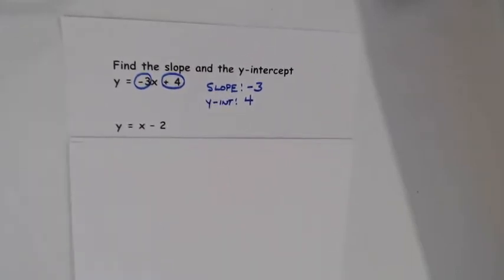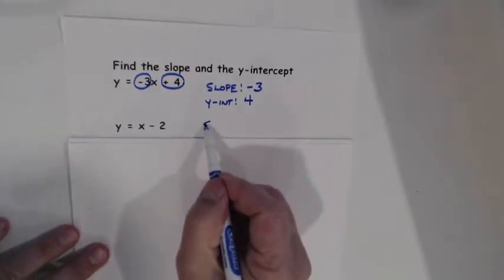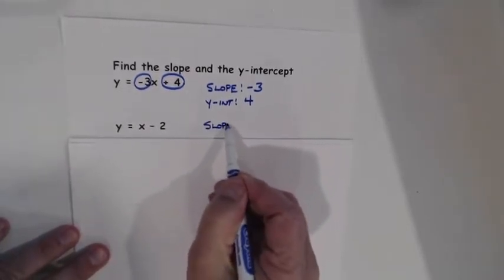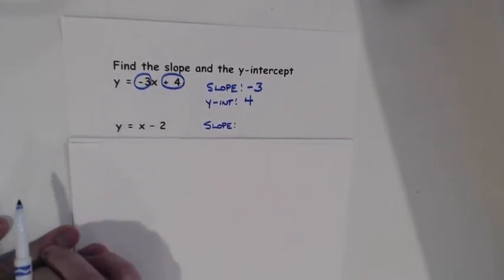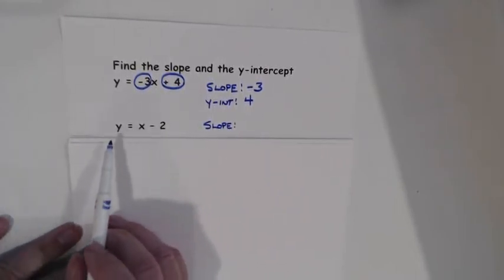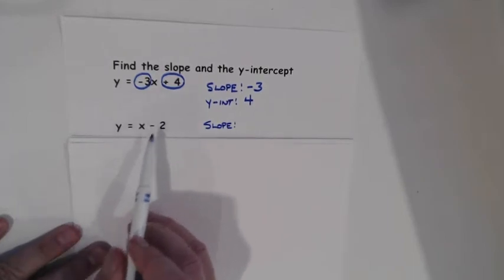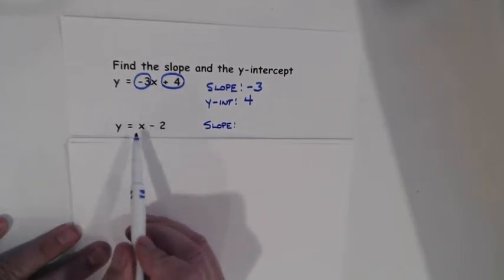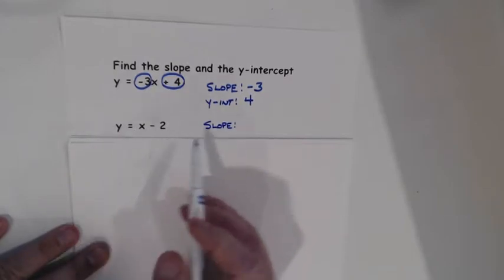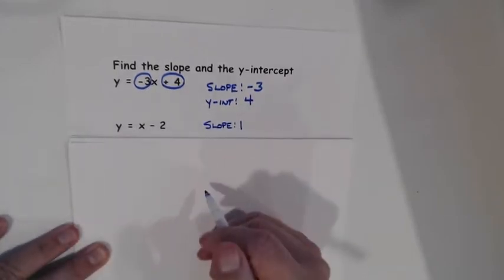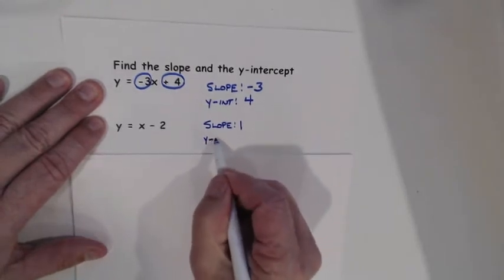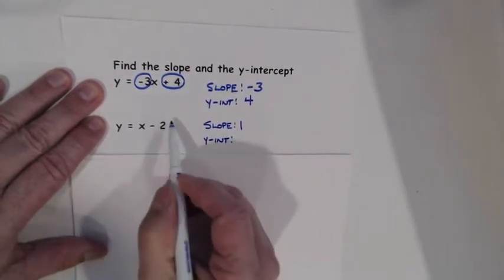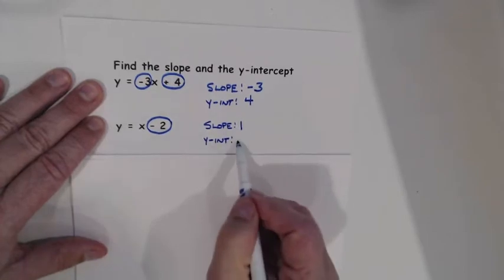Sometimes this one gives people a problem. We need to figure out what the slope is. Well, the slope is always going to be that number in front of the x as long as it's in the right order. And this one's in the right order. y is equal to x and then a number down here on the end. This number that's in front of that x that you can't see is a 1. The slope on this one is 1. The y-intercept is that number on the end. The y-intercept is -2.